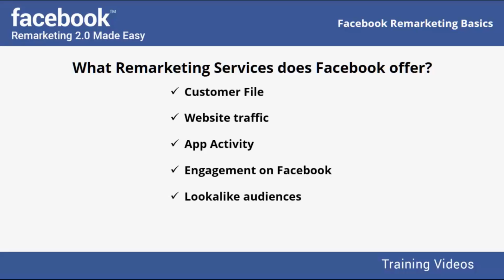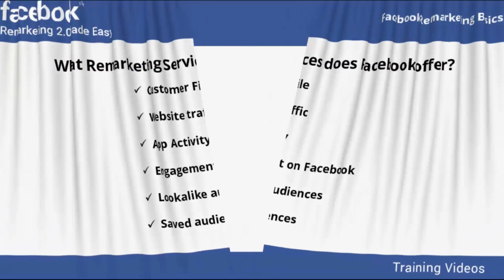Lookalike audiences. With this one, you can reach new people who are similar to audiences you already care about. You can create a lookalike audience based on people who like your page, conversion pixels, or any of your existing custom audiences. Saved audiences. With this one, you can save your commonly used targeting options for easy reuse. Choose your demographics, interests, and behaviors, then save them to reuse in future advertisements.